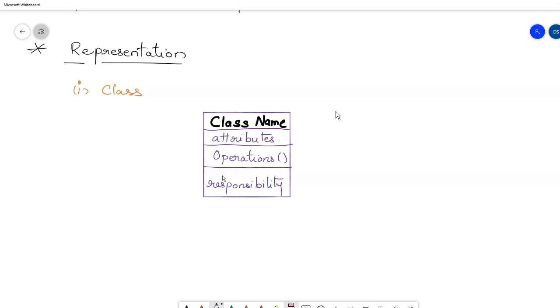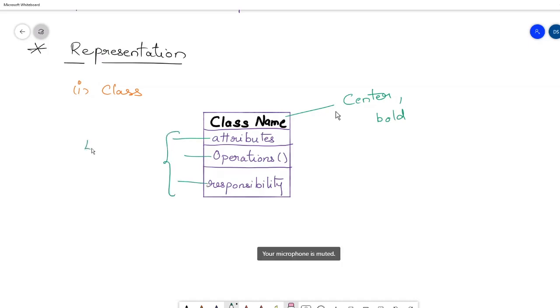Now what things you have to keep in mind, that the class name would always be in the center, and this would always be in bold. That's why I've written in bold. Okay, it would always be center aligned and always bold. And attribute, operation, and responsibility would always be left aligned, and they would not be bold.